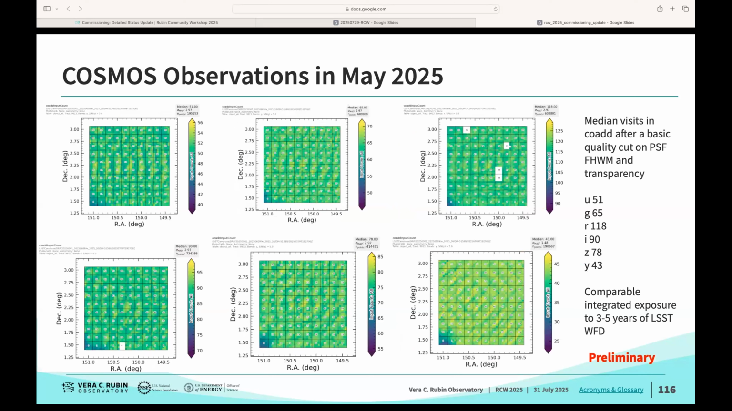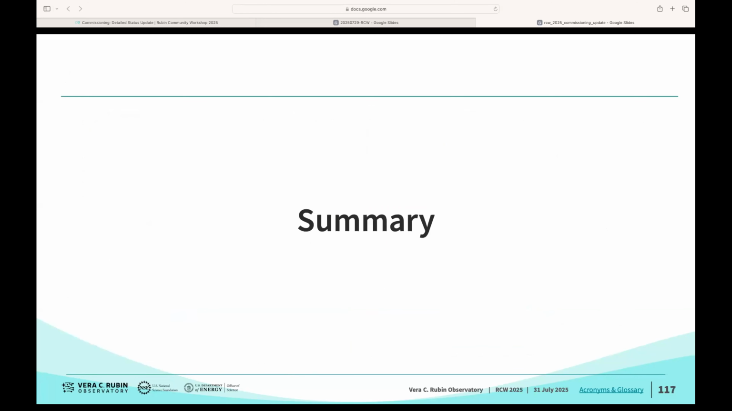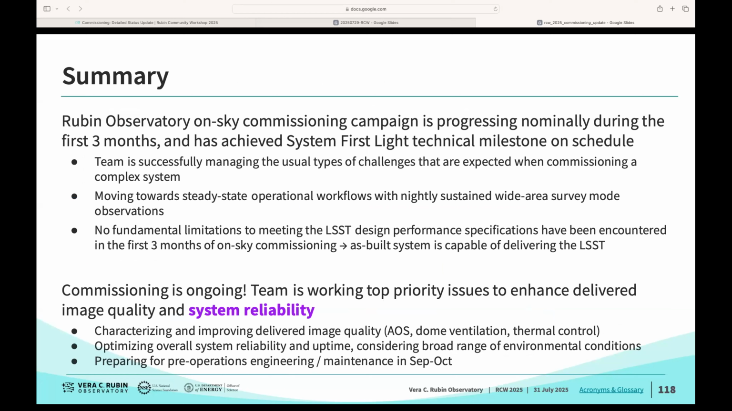And then if you basically take into account the number of visits that are going into the coadd after basic cuts on the PSF width half max and transparency, it's something between 40 and up to over 100 visits per band. So this is comparable to the integrated exposure we would expect from 3 to 5 years of the LSST wide, fast, deep, just to give a sense. Next slide. All right, this is the summary.